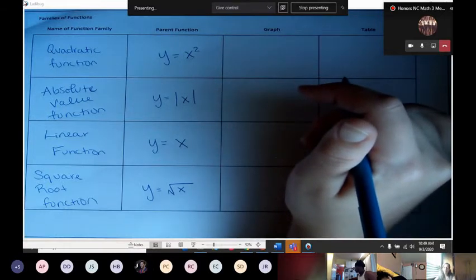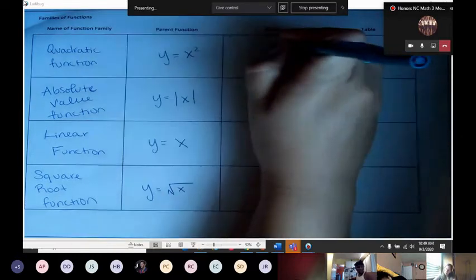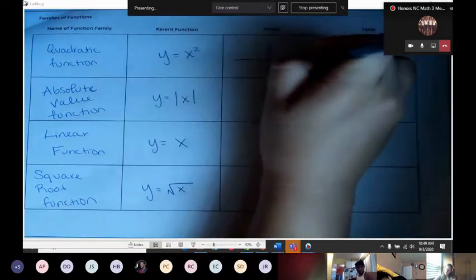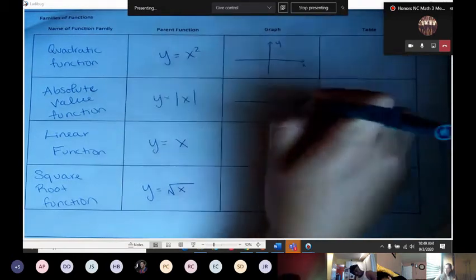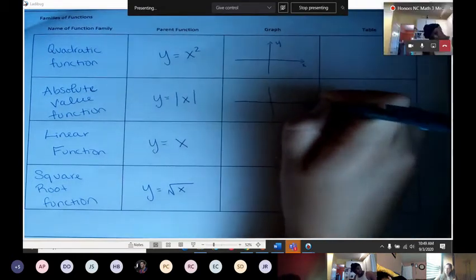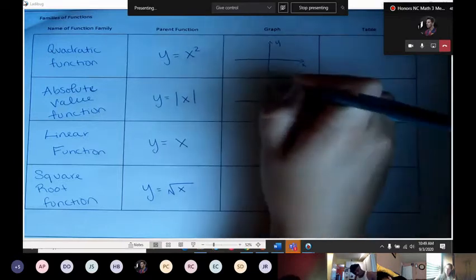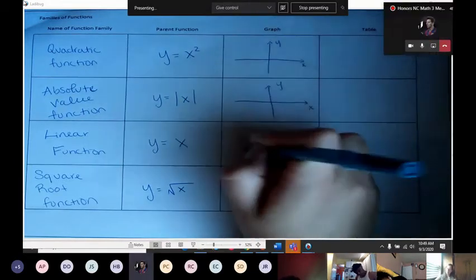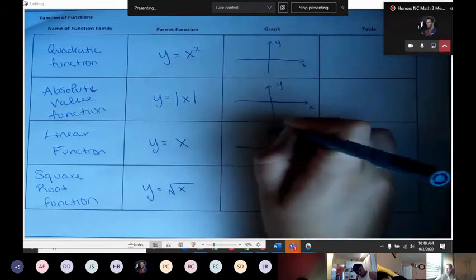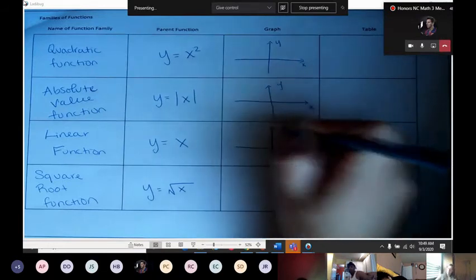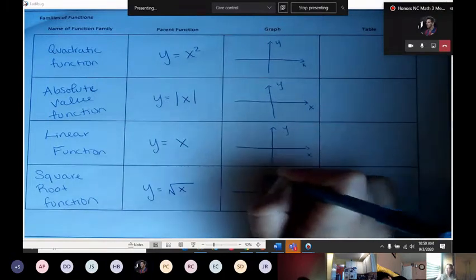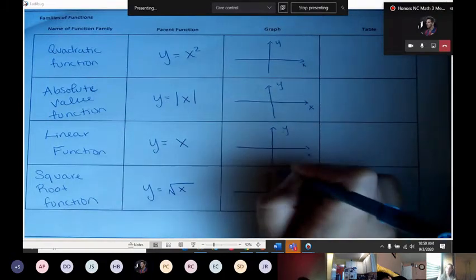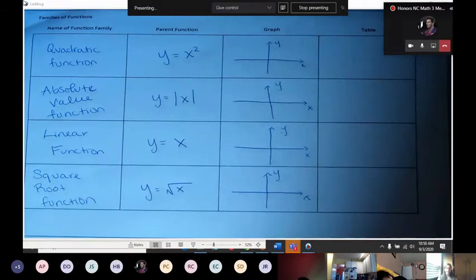So for the graphs for each of these, we're just going to draw in a little x and y axis for each box. Okay, and these are notes, so I know Peyton's writing them down. I need everybody to be writing these down because you'll need to go back and reference this.